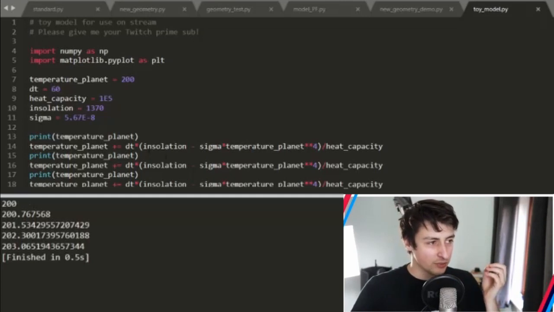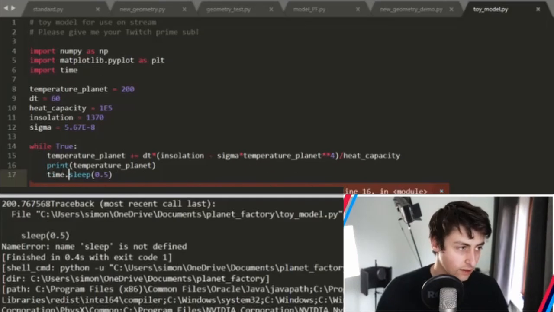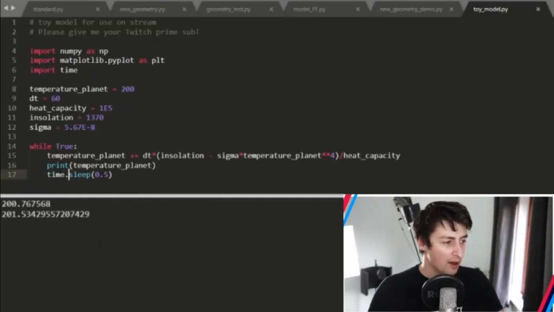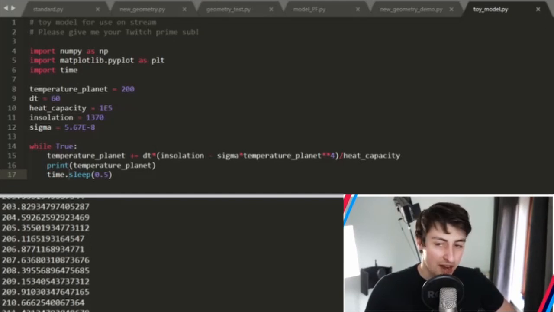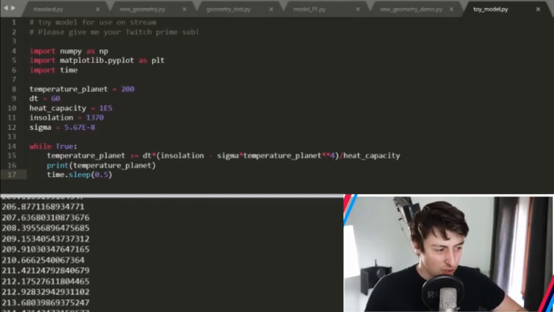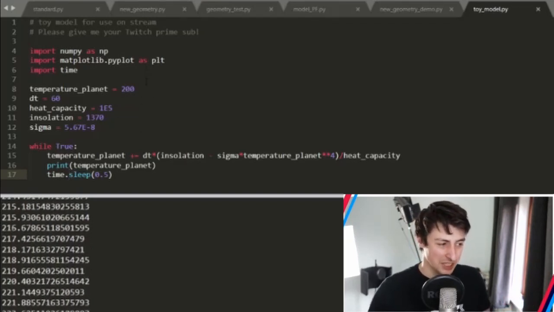Now, instead of me having to copy and paste that over and over again, what we can do is put a loop in here. So what this will now do is output an updated version of the temperature every half second. What we're seeing is the average temperature of the planet is increasing seemingly without any pause for thought. It's just going to carry on going.